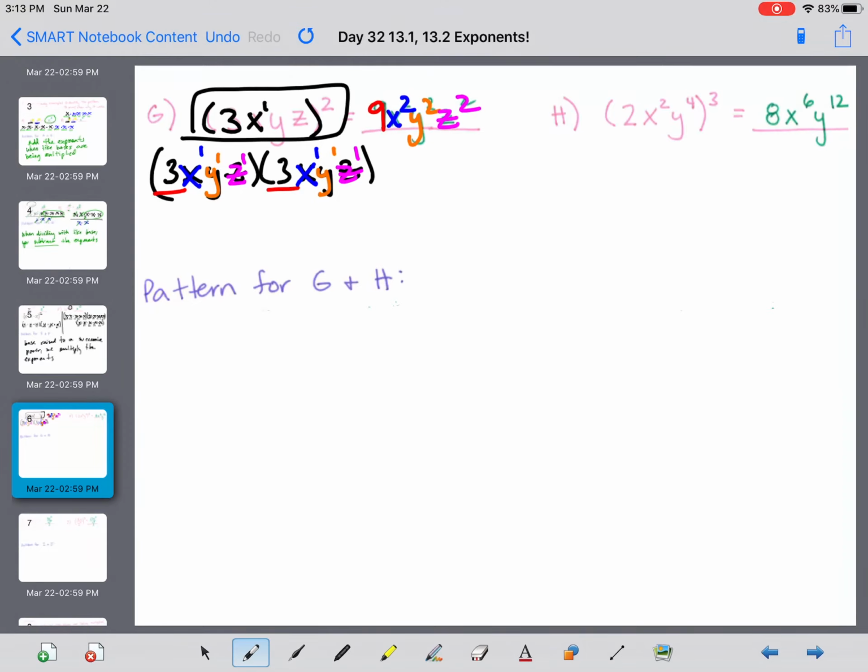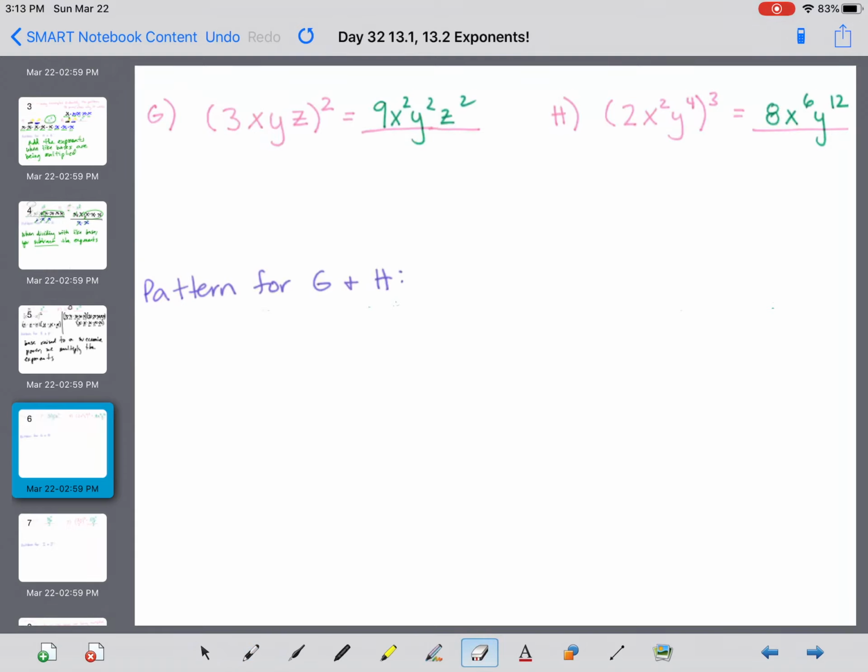So again, that would be an example of a successive power, where we would multiply the exponents together. So 1 times 2 is 2. And then same idea for y and z. Y to the first raised to the second power would multiply those exponents together. So 1 times 2. And then last one is the z. So z to the first power raised to the second, z to the first power squared would give us 1 times 2, which would give us z squared.